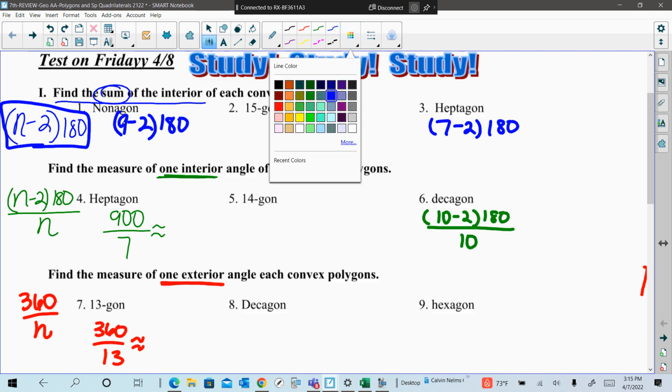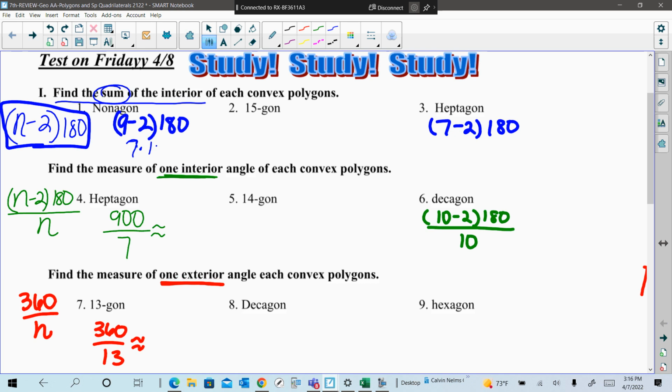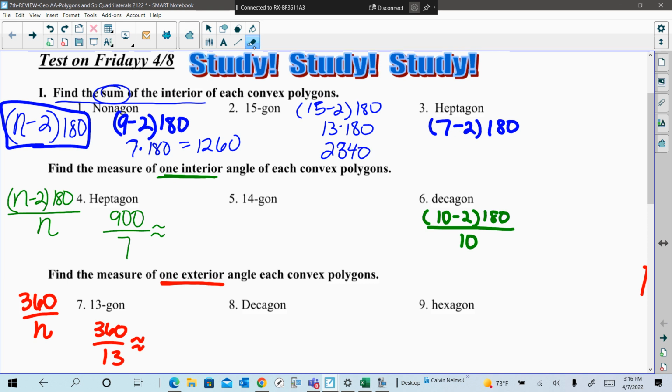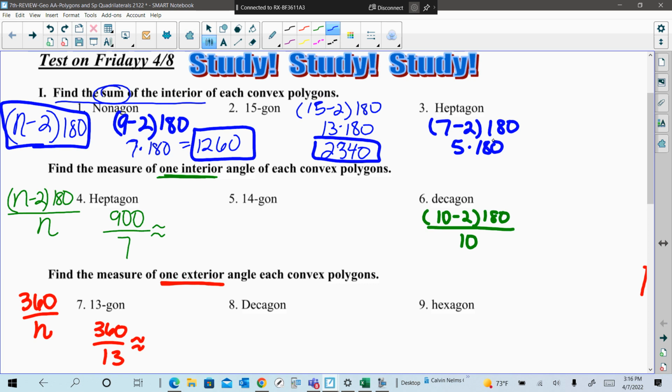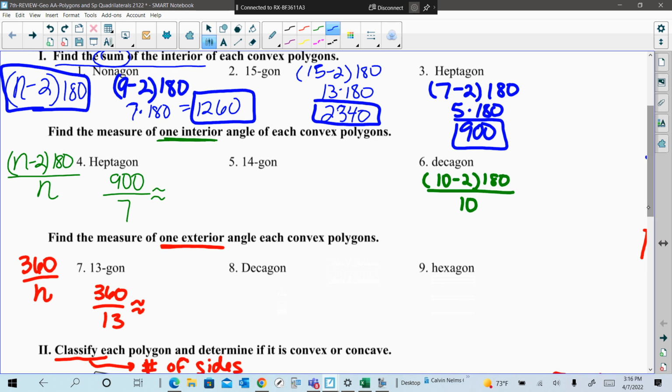In this formula, n is your number of sides. For a nonagon, the number of sides is 9. When I subtract what's inside the parentheses first, I get 7 times 180, which comes out to be 1260. For a 15-gon, we do 15 minus 2, then times 180. That gives me 13 times 180, which comes out to be 2340. Oops, that's a 3, guys, sorry. Fix that right there. So that's 2340, and 1260. For a heptagon, this comes out to be 5 times 180, which is 900. Okay, so if you needed help for 1, 2, and 3, there it is.